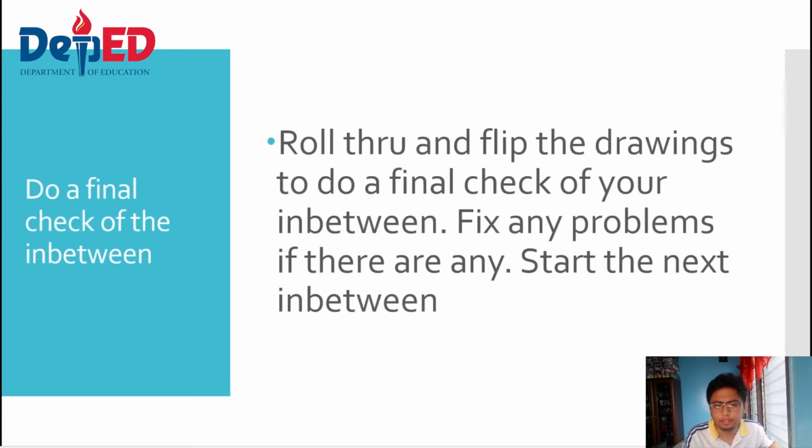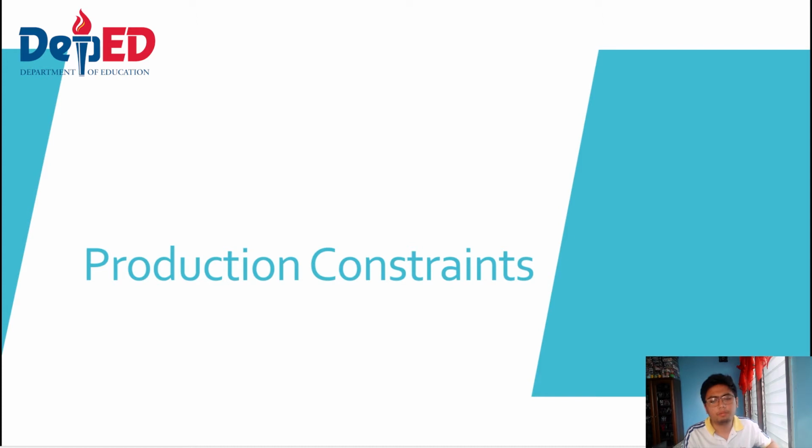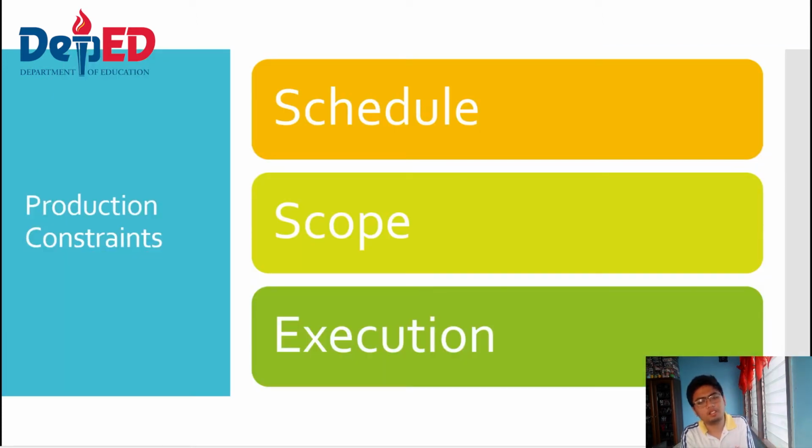Then do a final check of the in-between. Okay? Again, through flipping it. We discussed this one in our previous video already. So, production constraints. We have 3 constraints: schedule, scope, and execution. Okay.